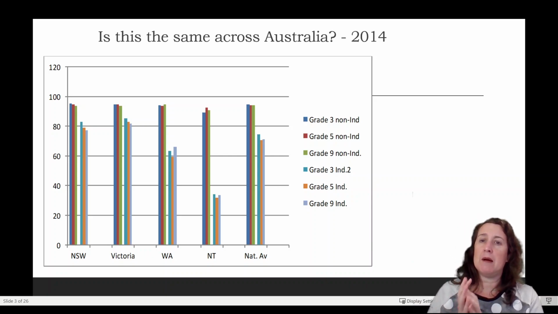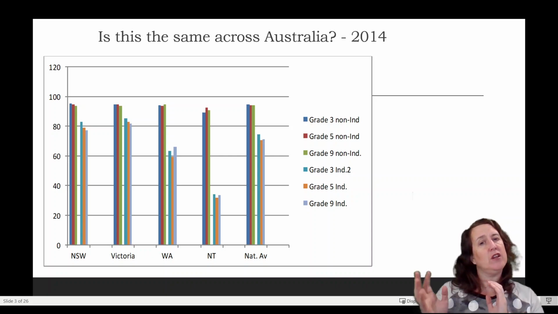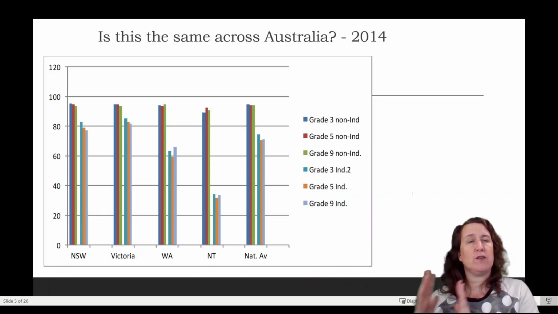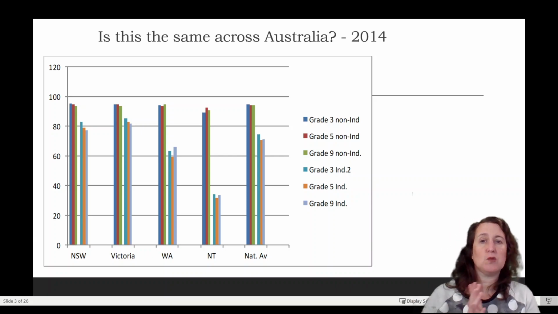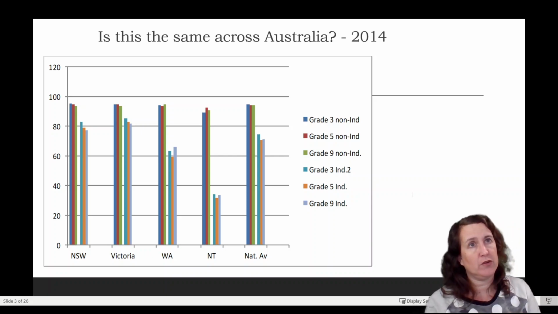Yet there are places in Australia where that gap is visibly wider, and we can see that in New South Wales and Victoria, the results of Indigenous students are not quite so far behind their non-Indigenous counterparts when we compare the results across to students in Western Australia and Northern Territory.